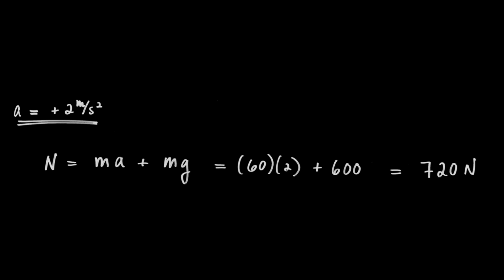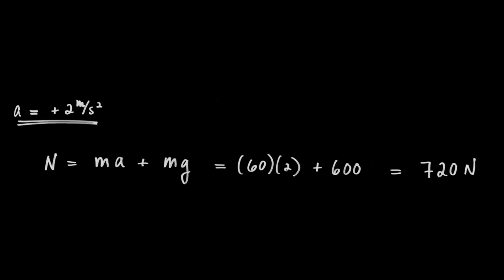Imagine that the acceleration is positive 2 meters per second squared. I'm just making that up. What does the scale read? Well, the scale reads the normal force. The normal force is equal to the mass of Slim multiplied by the acceleration, plus the mass of Slim multiplied by the gravitational acceleration. So, Slim's mass being 60 kilograms multiplied by 2 meters per second squared, that's 120 newtons of accelerating force, plus 600 newtons of Slim's actual weight. The scale reads 720 newtons.